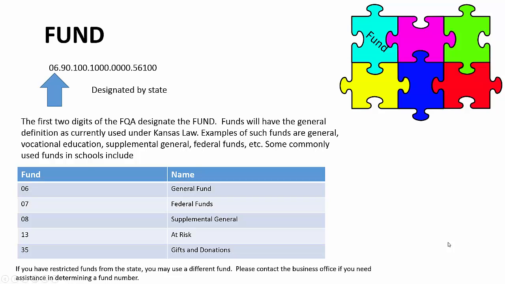The fund, which is the first 2 digits of the fully qualified account, will have the same general definition as currently used under Kansas law. Examples of commonly used funds in schools might include the general fund, which is 06, federal funds, which is 07, and would include your Title I funds, your priority focus funds. 08 represents the supplemental general fund, commonly known as the local option budget. The at-risk fund is Fund 13, and if you have gifts or donations, you would use Fund 35. If you have restricted funds from the state, you may use a different fund. Please contact the business office if you need assistance in determining a fund number.